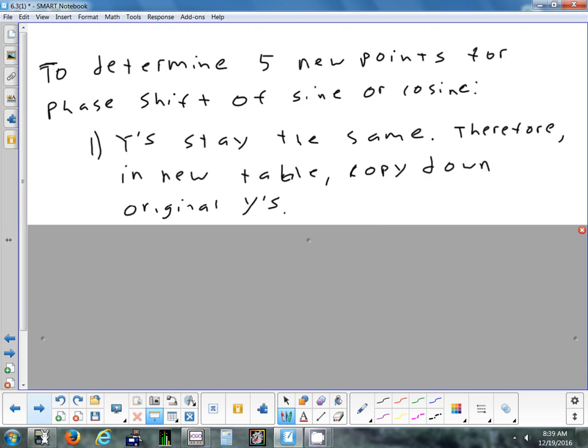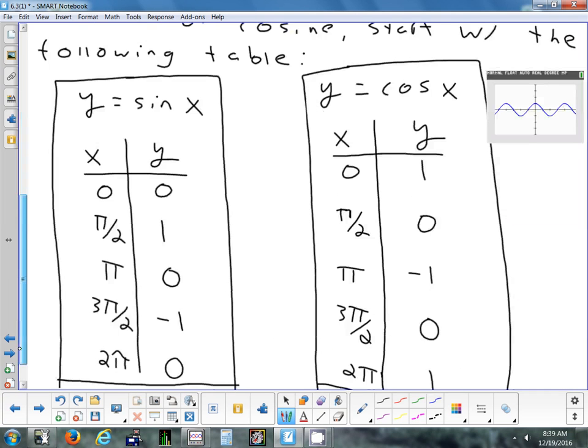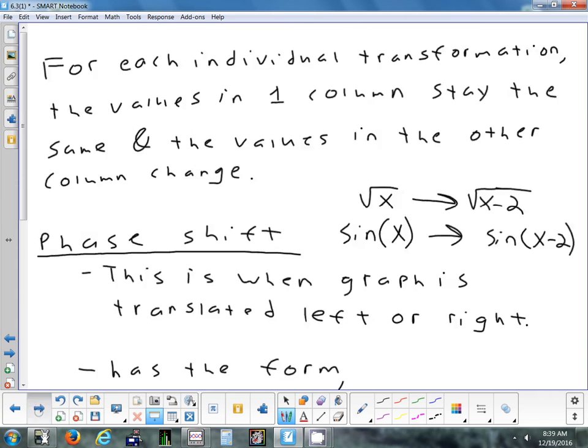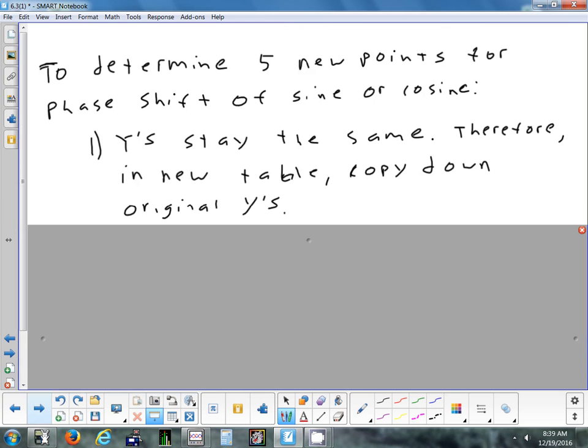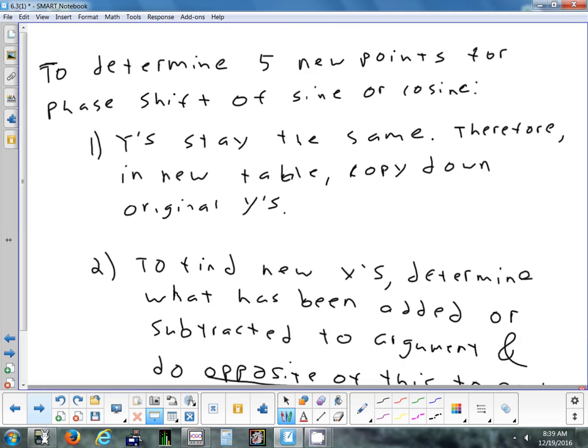So when we're trying to figure out where do these 5 points move to when we do a phase shift, these values, if you're doing sine, or these values, if you're doing cosine, are not affected. So what I just circled, copy those values down from the original table. They're going to go into our new table. Now, if the y's are going to stay the same, we got to figure out how do the x's change.